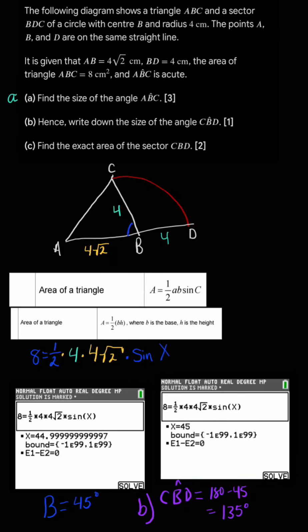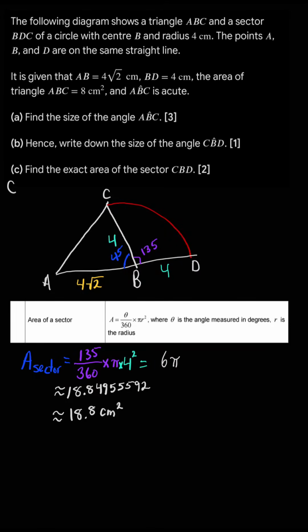For part B, it says write down the size of angle CBD. We know that this angle is 45, and this is a straight line. So this angle plus this angle has to give me 180. We know this angle is 45. So if I subtract it, 180 minus 45, I get the angle CBD, which is 135 degrees.